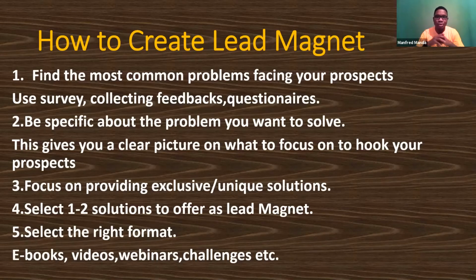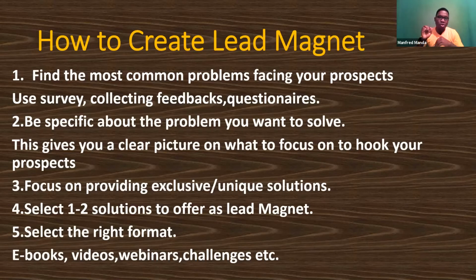You can use several methods to find out those problems. Like I said, surveys, collecting feedback, questionnaires, etc. Number 2, be specific about the problem you want to solve. Don't try to solve everything or every problem. You cannot do that. This gives you a clear picture of what to focus on to hook your prospects. So if you select a specific problem, it will be very easy for you to prepare one particular lead magnet that is going to solve a particular problem.